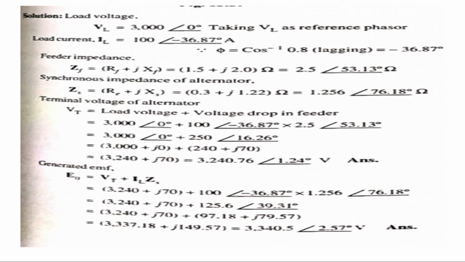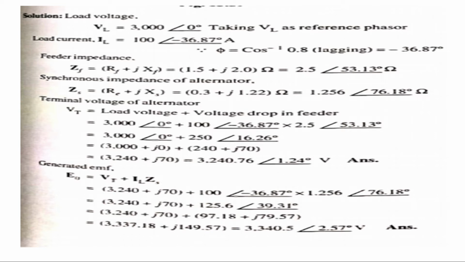Load voltage VL is equal to 3000 angle 0, taking VL as the reference phasor. Now the load current IL is given as 100 angle minus 36.87, because the power factor is 0.8 lagging, so phi is cos inverse of 0.8, that is minus 36.87 degrees.